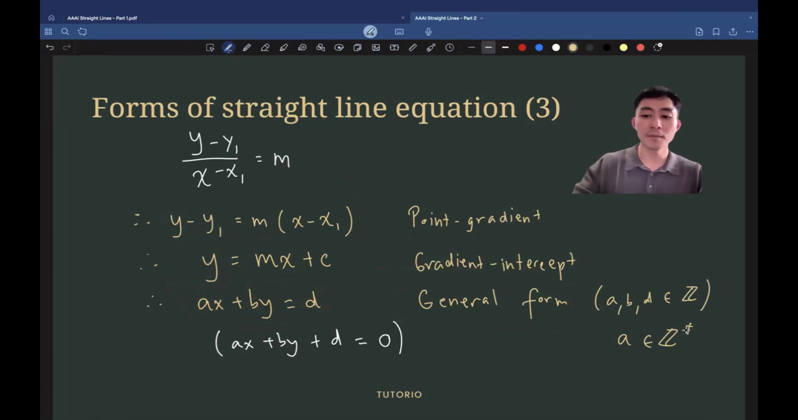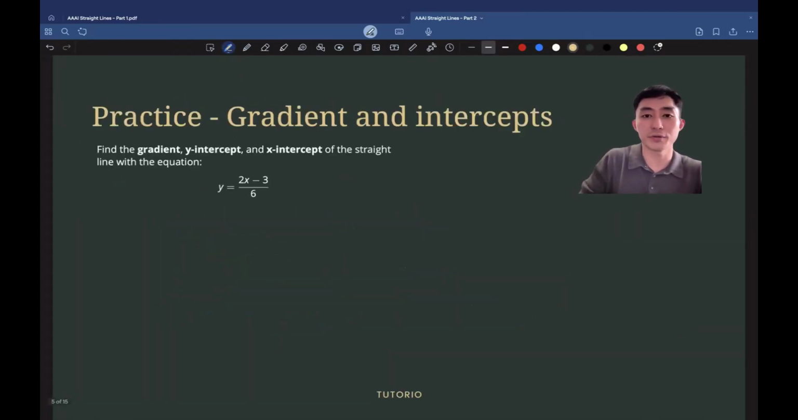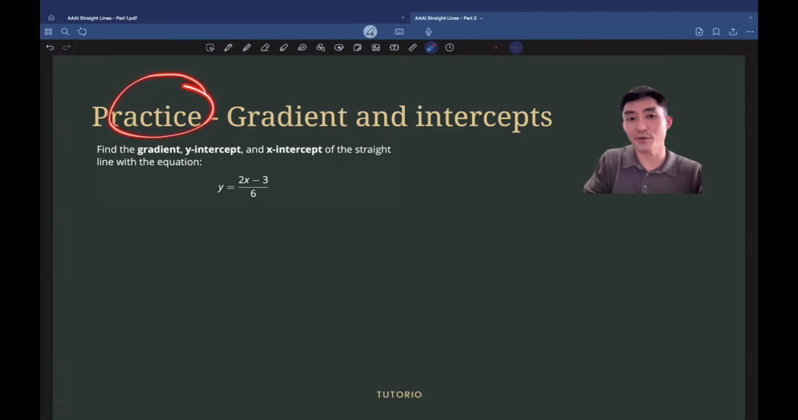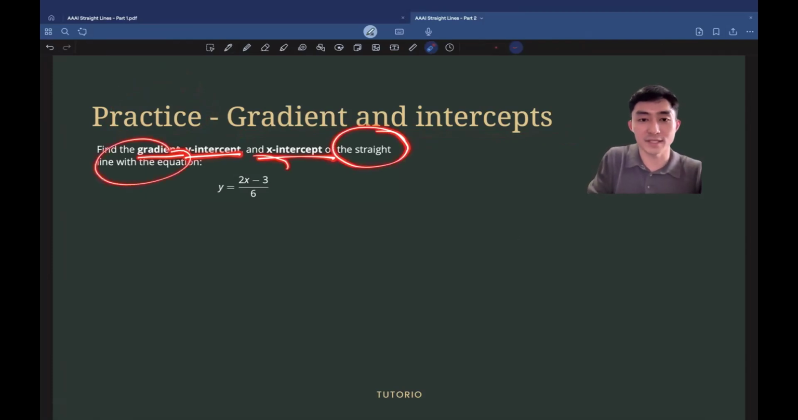Okay, now we are going to go into the practice. First, let's practice finding the gradient and the intercepts. The question is for us to find the gradient, then the y-intercept, and then the x-intercept. So we have 3 tasks for the straight line equation.